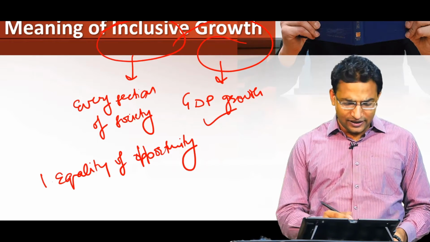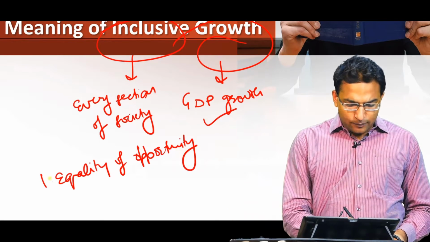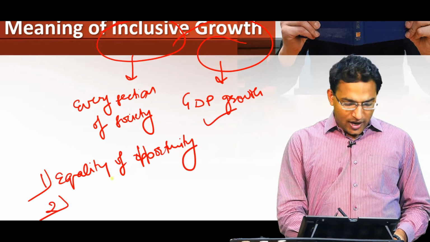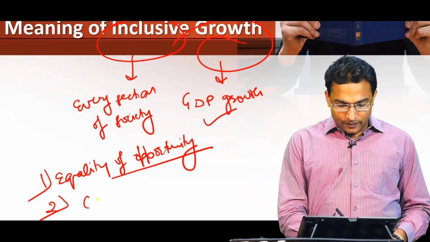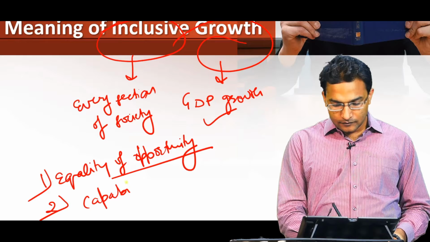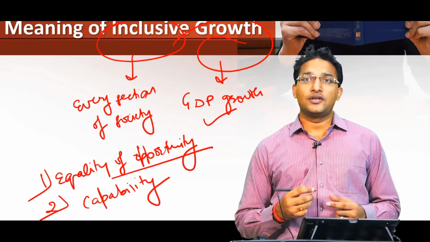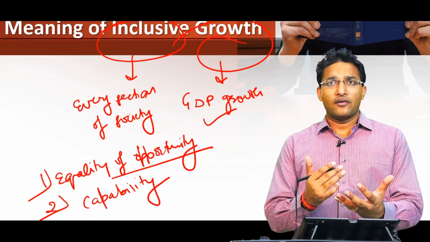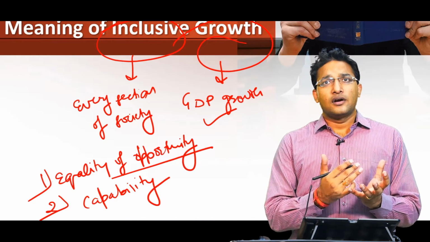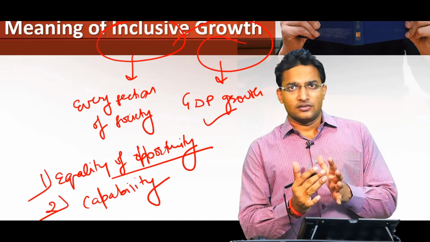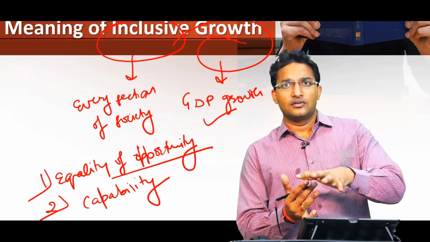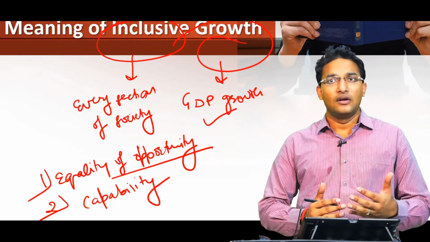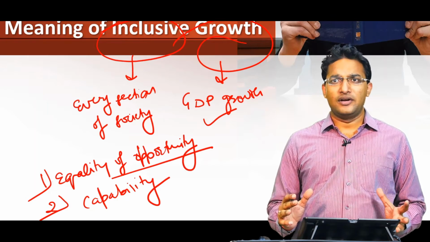One thing is this. The second thing is that not only do they have the opportunity, they also have the capability to participate. Capability means they should have skills, relevant education, vocational education, and the time. Everything is part of the capability.